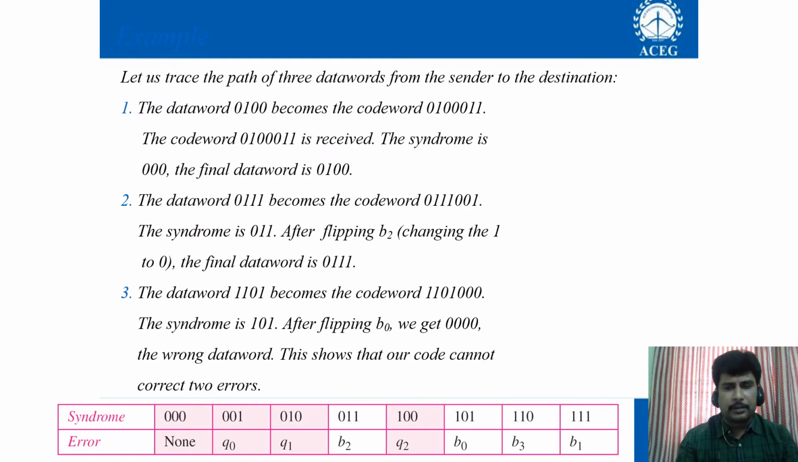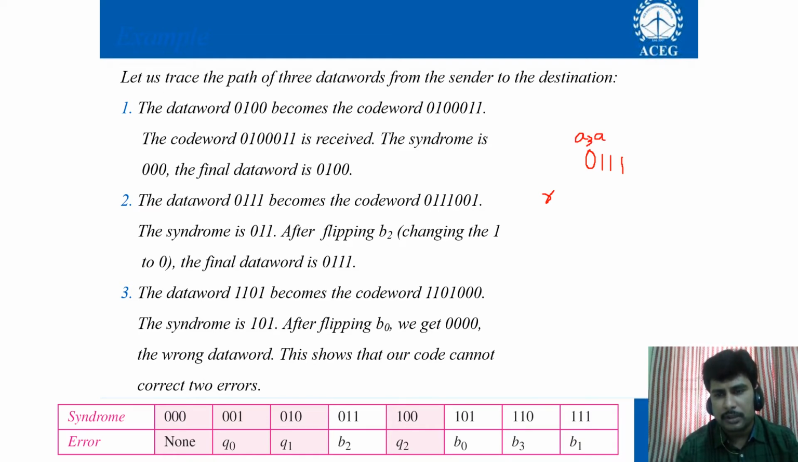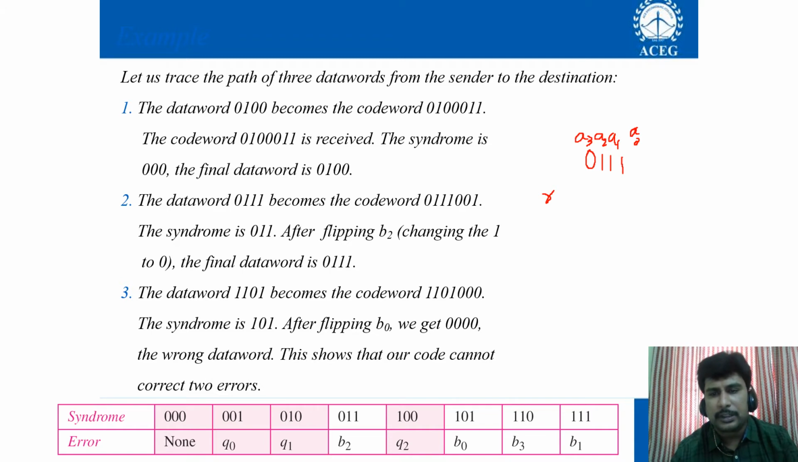Right. So now, in case the data word which is transmitted is 0, 1, 1, 1, and I need to find out my redundant bits. So these are my A3, A2, A1 and A0. If the data to be transmitted is 0, 1, 1, 1, then how is it going to be transmitted? First, we need to find out the values of R2, R1 and R0.